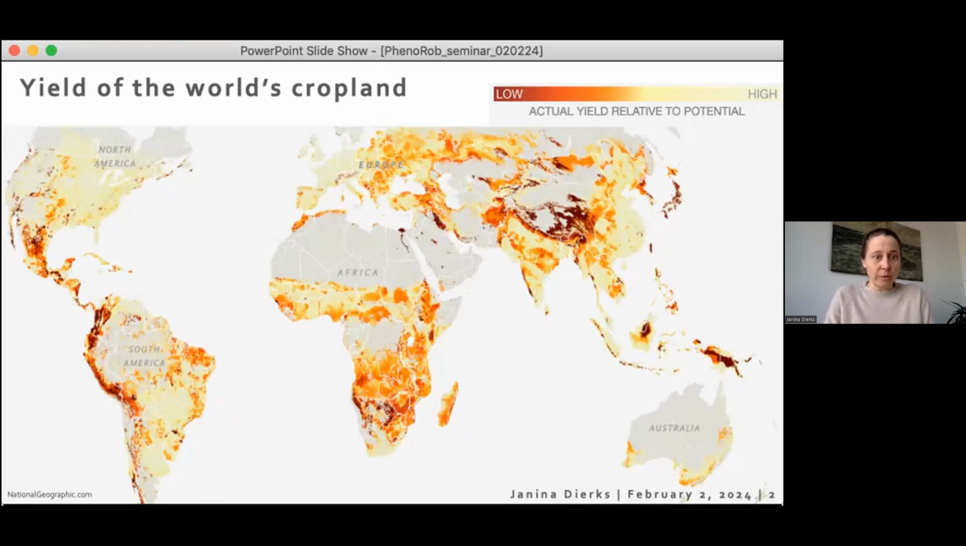In sub-Saharan Africa, you see that there are extensive areas where yields could be much higher than they currently are. And this might be due to various factors, one of them being that the majority of farmers in sub-Saharan Africa lacks access to sufficient external inputs, such as fertilizer and pesticides.